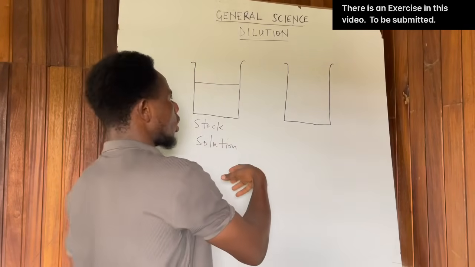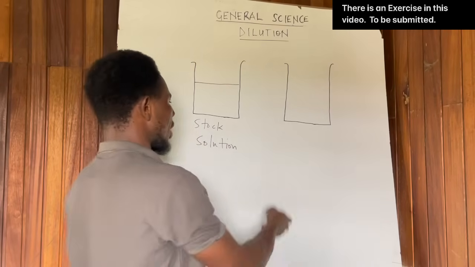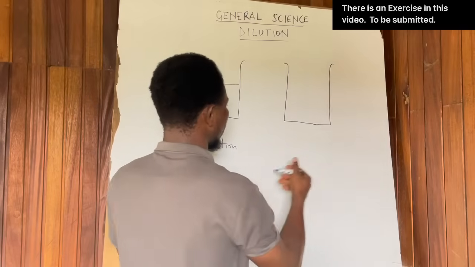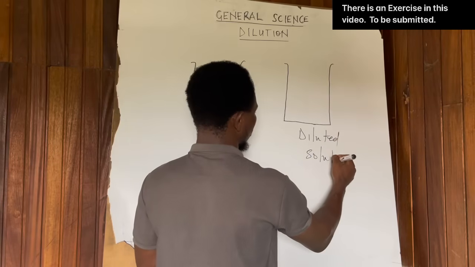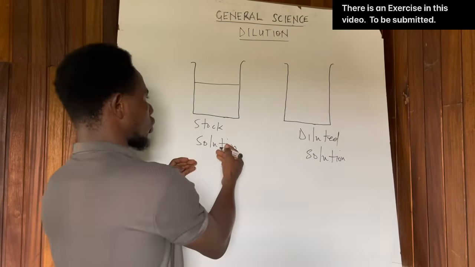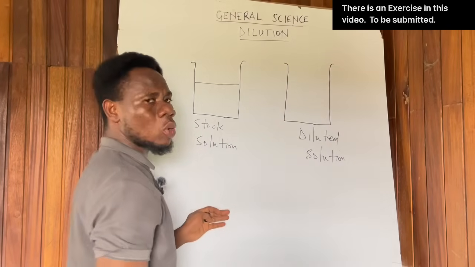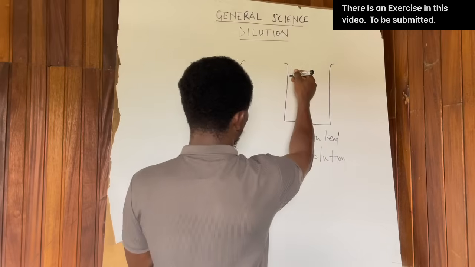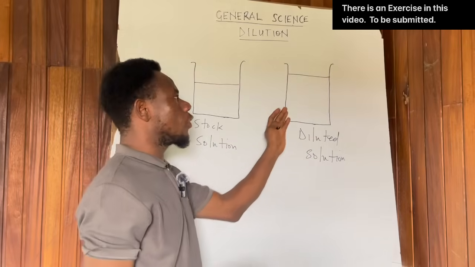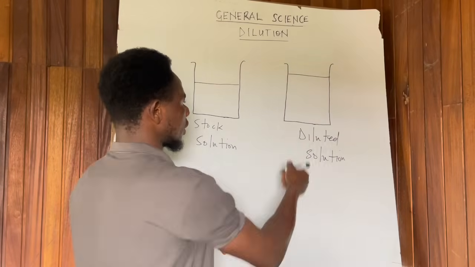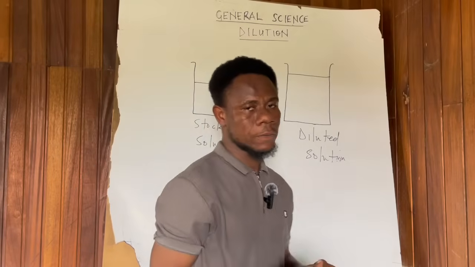Now, if I add water to my stock solution, it will now tend to be a diluted solution. So this is my stock solution. If I add the distilled water to my stock solution, it will now tend to be what? A diluted solution. This means the stock solution's volume will increase. So this is my diluted solution, and this is my stock solution.